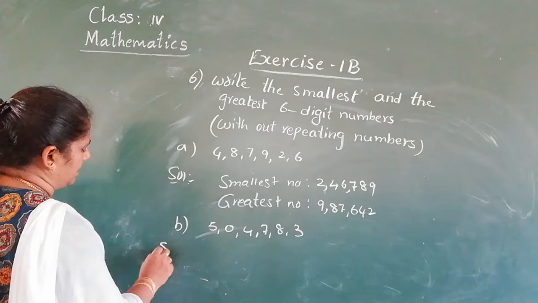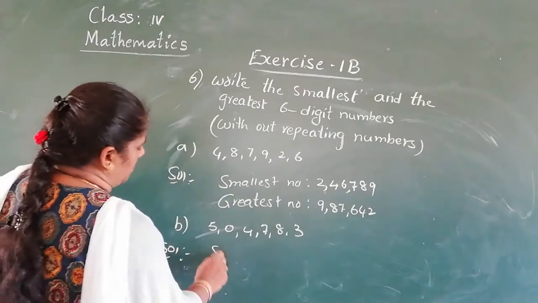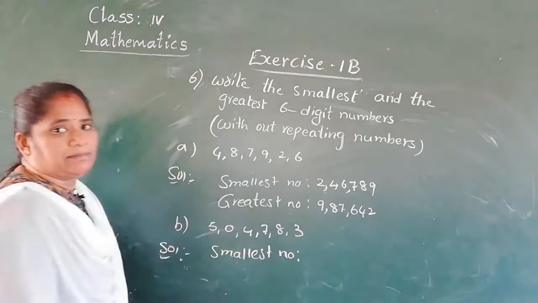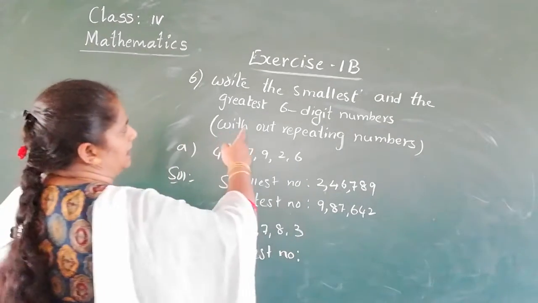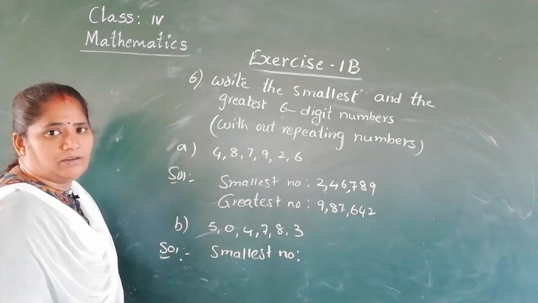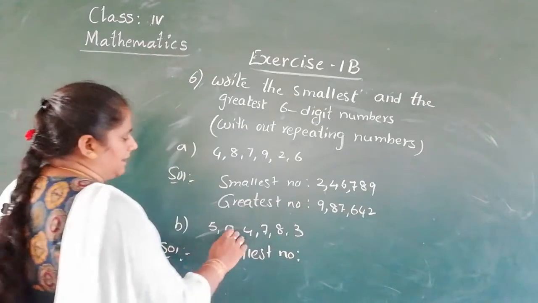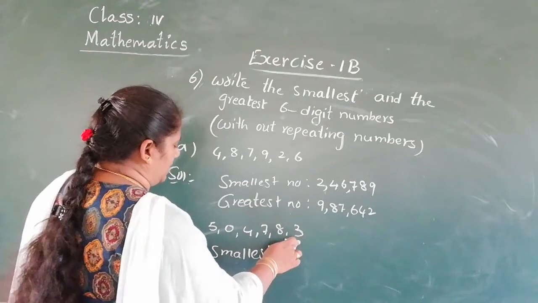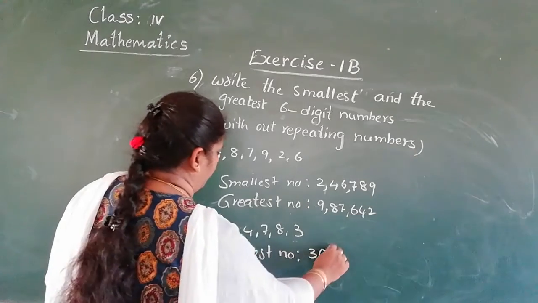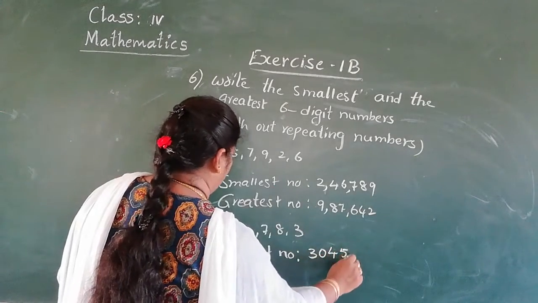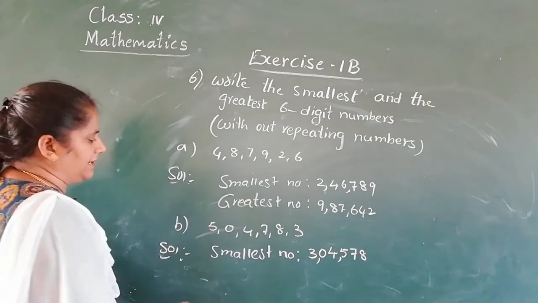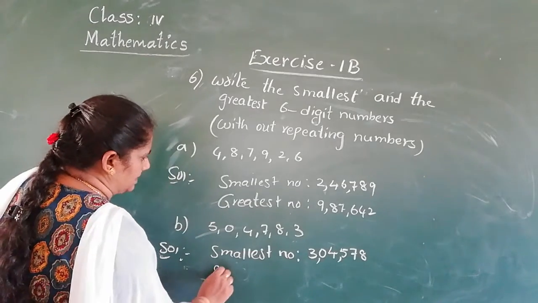Okay, I will explain this one. Remaining problems. See, smallest number. How do you get the smallest number? If the 0 is there, you don't start with 0. Why? They are asking for a 6-digit number. Left side 0 has no value, so you don't start with 0 and go to the next smallest number, which is nothing but 3. So now you will write 0. Okay, next 4, 5, 7, 8. That means 3,04,578.